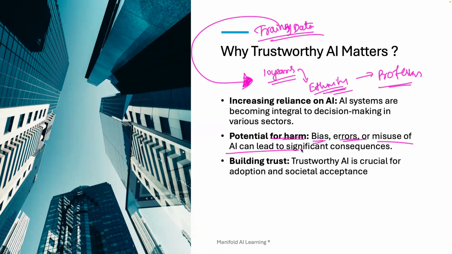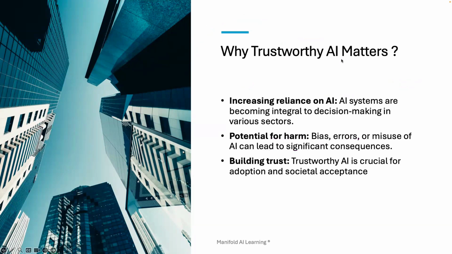Hence, whenever we build a system which is powered by generative AI, it's very important that we practice trustworthy AI, because this is important for people to trust this artificial intelligence so that we can adopt it and we can have a wide societal acceptance. And that is one of the reasons trustworthy AI is important.